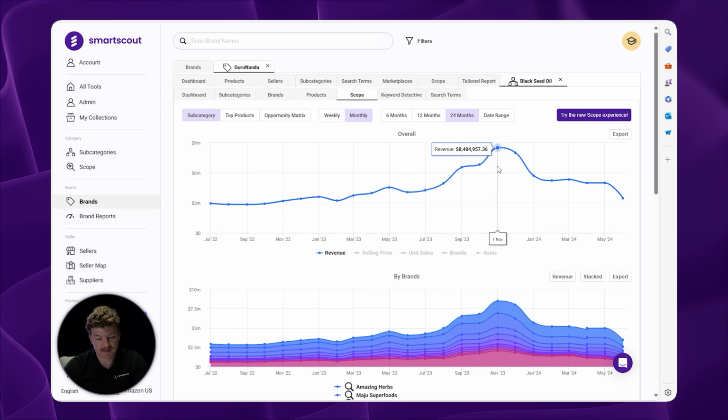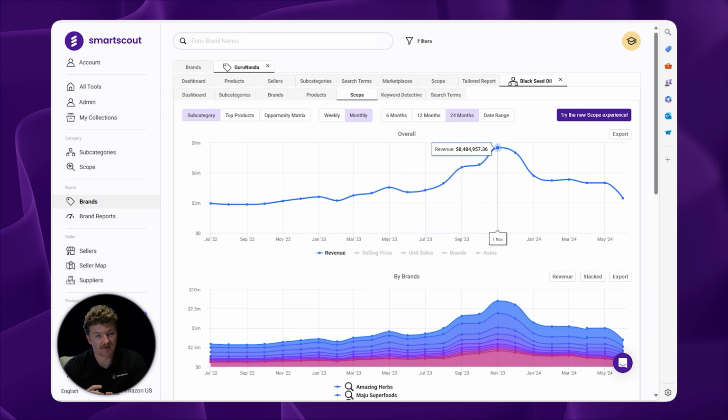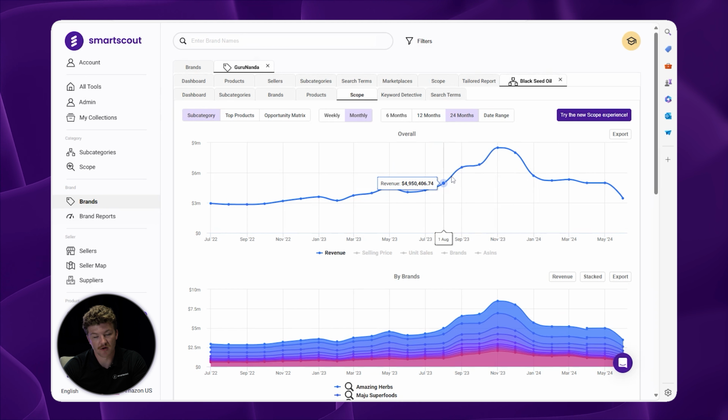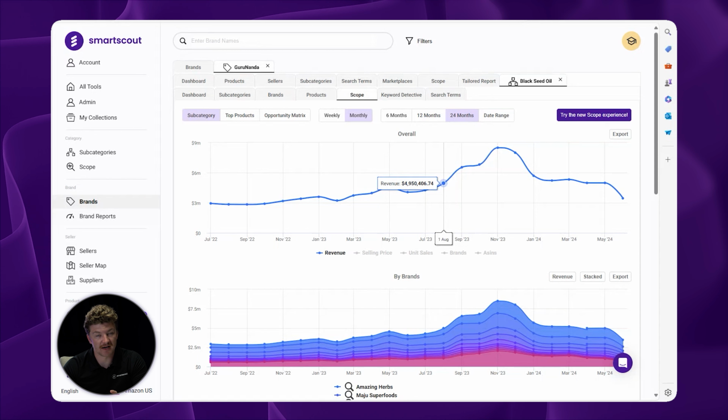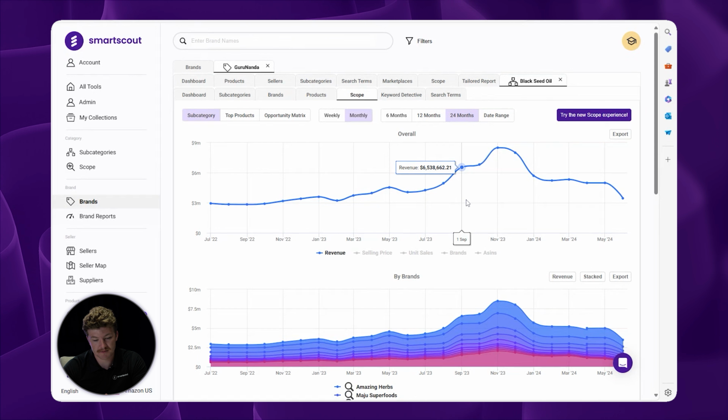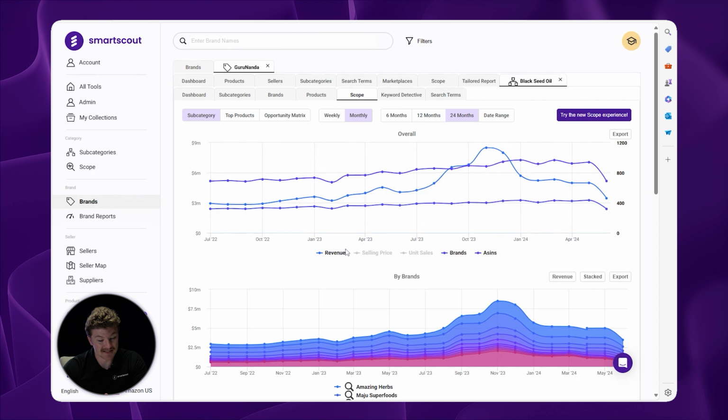Okay, so at a glance, if we were Guru Nanda, we can identify, okay, here's some good opportunity here to grow. We know when we should stock up on both ad dollars, CPC spend, as well as even investing in more inventory or new product lines. We can come over here and see brands and ASINs over time.